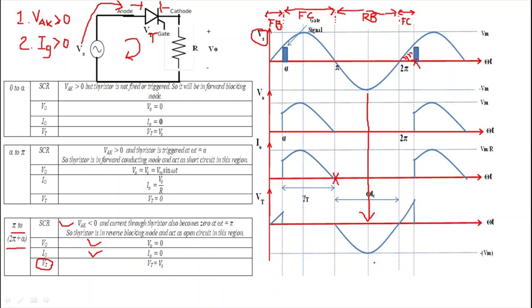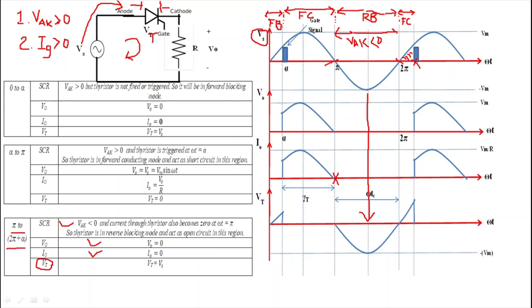Now if I ask you what is the operating mode of the thyristor from pi to 2 pi plus alpha, here there are two operating modes. First, see from pi to 2 pi. Here from pi to 2 pi, the anode to cathode voltage is less than 0 because the source voltage is less than 0. That's why when VAK is less than 0, the thyristor is in reverse blocking mode. Okay, so from pi to 2 pi, the thyristor is in reverse blocking mode.